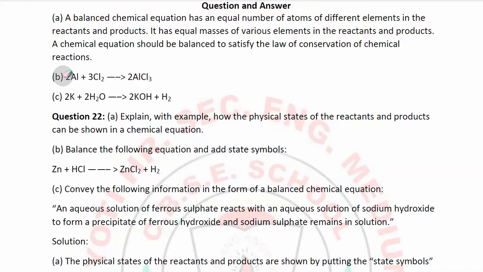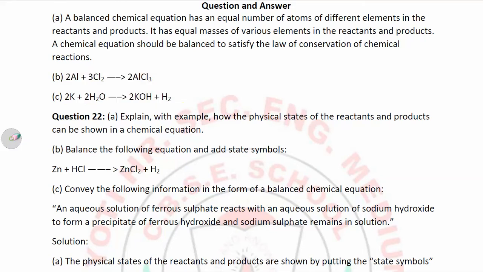Next, for the given question asking for two balanced chemical equations, aluminium reacting with chlorine: here it will be 2Al plus 3Cl2 gives 2AlCl3. Similarly, potassium reacting with water will give 2K plus 2H2O gives 2KOH plus H2 gas being released. Okay, so these are the balanced equations for the given two reactions.